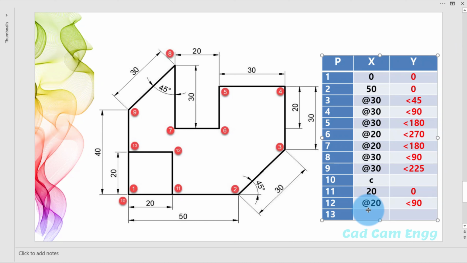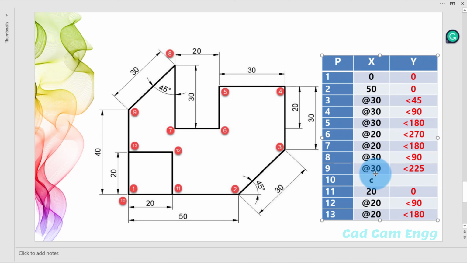So this is the last point. So @ the distance 20, less than symbol, the angle is 180. So here, see, we mixed the absolute method, this also absolute method, these are polar method, here we use the C and again use the absolute method. So here we have used all types of inputs.